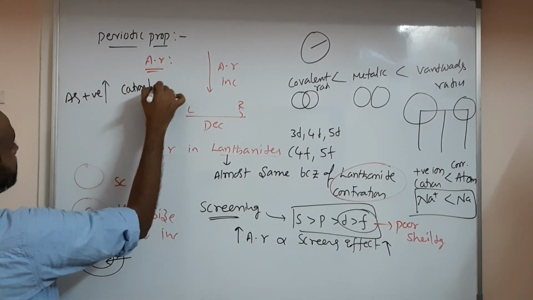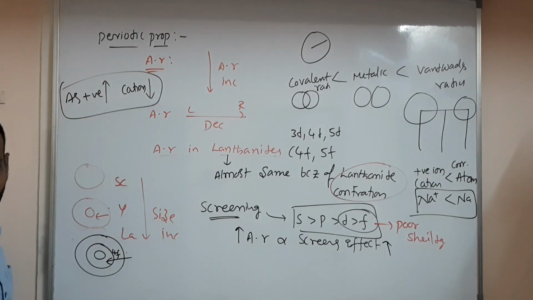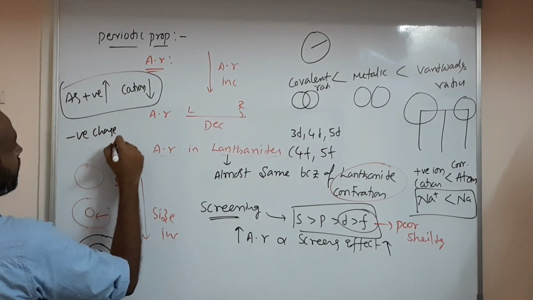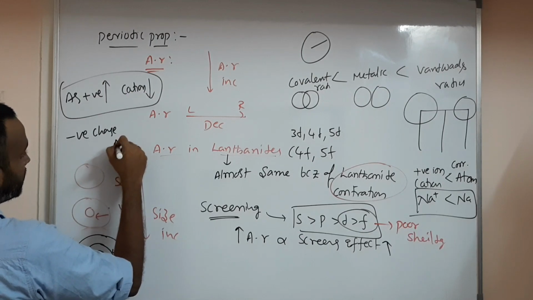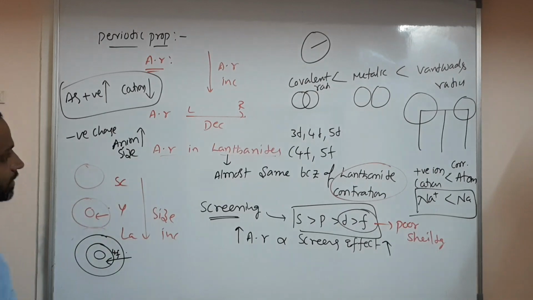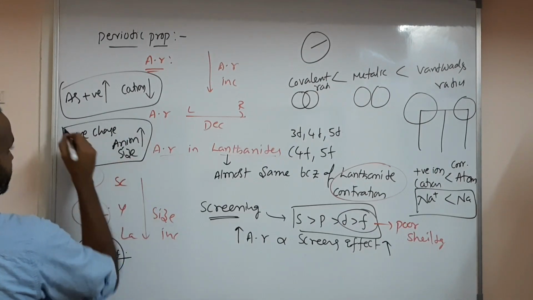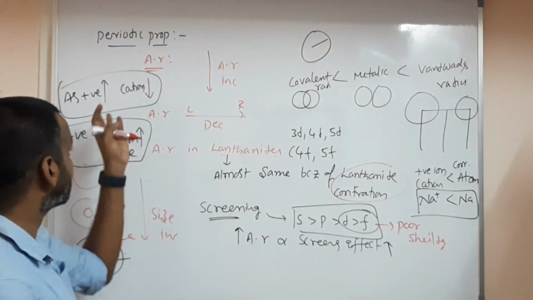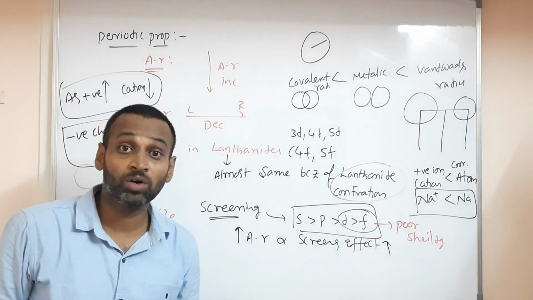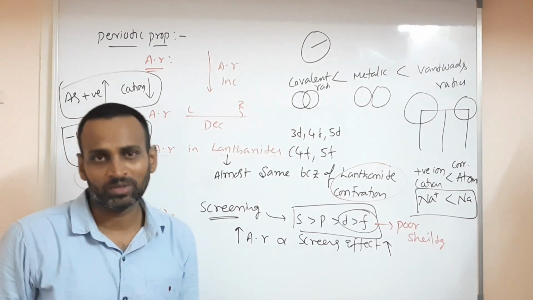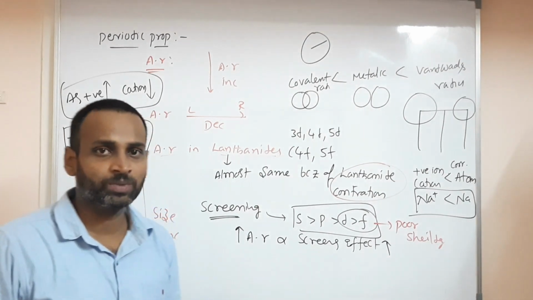cation size decreases, like this. Similarly, as the negative charge increases, then what happens? Anion size increases, like this. Both these two things you have to write. Okay, in isoelectronic species we will discuss radius. Isoelectronic species means having the same number of electrons. Okay, isoelectronic species, like that.